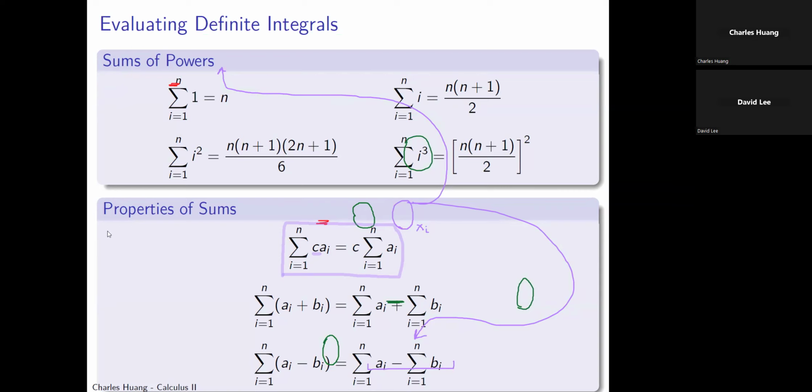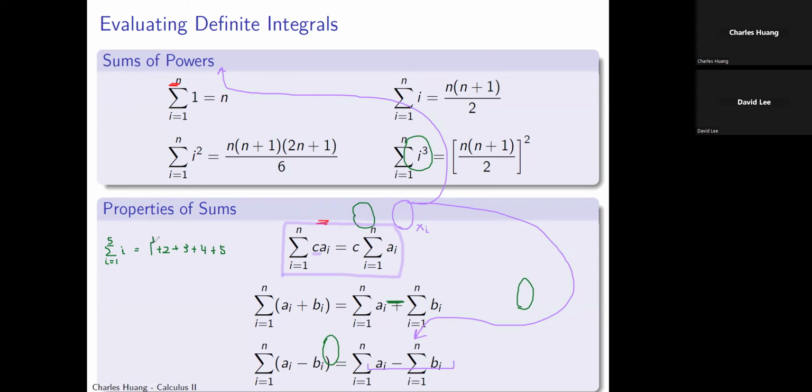I'll quickly explain to you what this means. If I'm doing 1 plus 2 plus 3 plus 4 plus 5, we will normally write it as a sum. We start from 1, we go all the way up to 5, and we're just going to add our number i. We're going to add our 1, 2, 3, 4, 5 together.